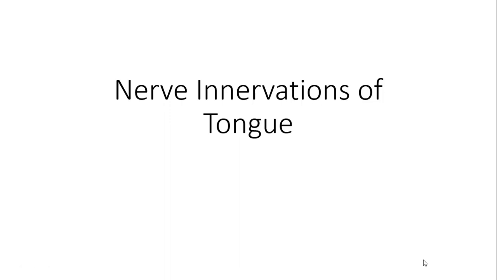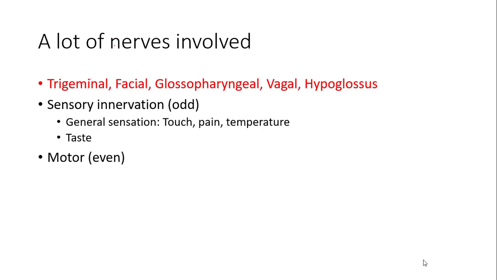I don't know if it's only me, but I've always found the nerve innervations of the tongue pretty confusing. It may be because there are a lot of nerves associated with it, and the anterior two-thirds of the tongue and the posterior one-third of the tongue are supplied by two different nerves. And even in the anterior two-thirds of the tongue, general sensation and taste sensation are supplied by two different nerves. Motor innervation is by a different nerve. So it gets a bit confusing.